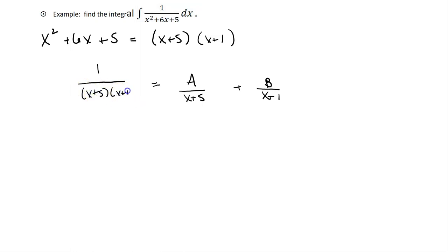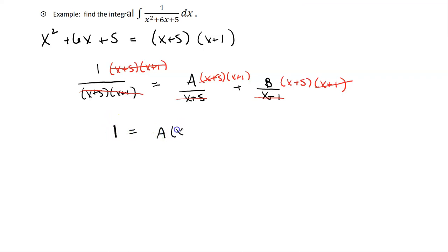Our next goal is to completely clear the denominators. So to do that, I'm going to multiply every term by the least common multiple, which is always going to be completely whatever the denominator is on the left side. So I'll multiply each term by (x + 5)(x + 1). You can see that that'll cancel everything here. It will cancel the x plus 5 here, and it will cancel the x plus 1 here. So now I'm left with 1 equals A times (x + 1) plus B times (x + 5).